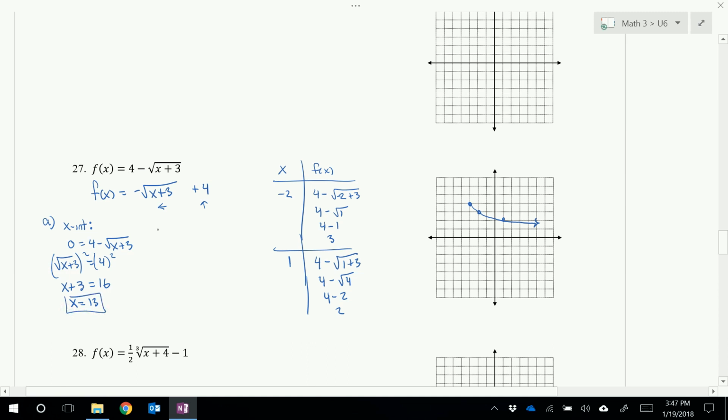So that's our x-intercept. Our y-intercept, plug in 0 for x this time, and we end up with f of 0 is 4 minus the square root of 3, which is a decimal value. And we see in our graph it's going to cross the y-axis somewhere between 2 and 3. So that's as much as we can do for part A without a calculator.